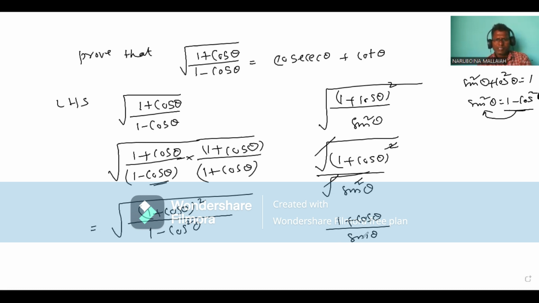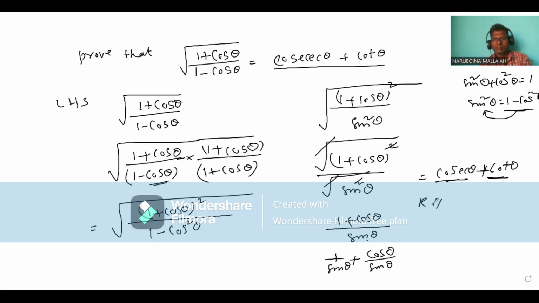Now distribute this sin theta to 1 and cos theta. We can write it as 1 by sin theta plus cos theta by sin theta. You know 1 by sin theta is cosecant theta, so I am writing cosecant theta plus cos theta by sin theta. Cos theta by sin theta is cot theta. See here, cosecant theta plus cot theta. This is RHS. So we got RHS.